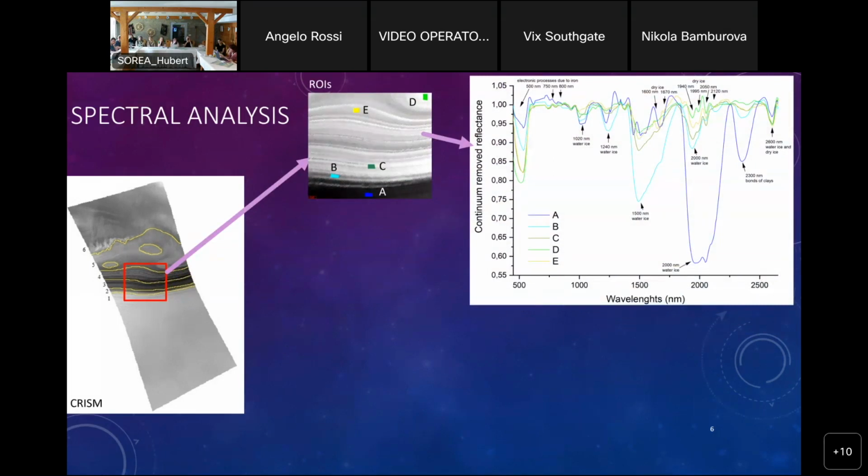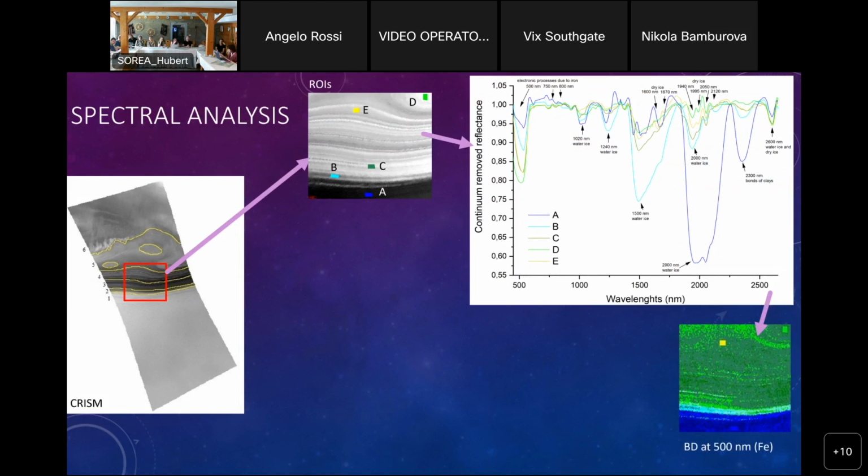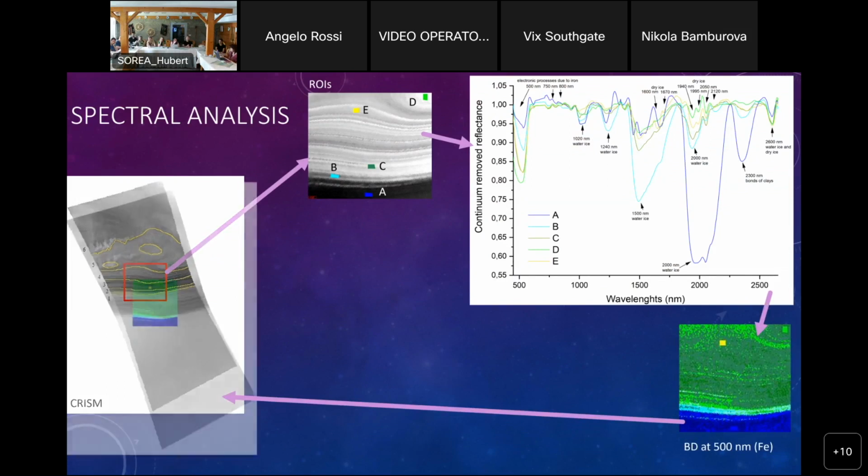The first 2 spectra are characterized by the presence of absorption bands of water ice, while the other 3 spectra are characterized not only by water ice, but also by some features related to dry ice, so CO2 ice. All the spectra show absorption bands of weathering material and clays. We also calculate some band parameters, and we see that the layering is due to the variation in composition, and we want to extend this to all the CRISM data.